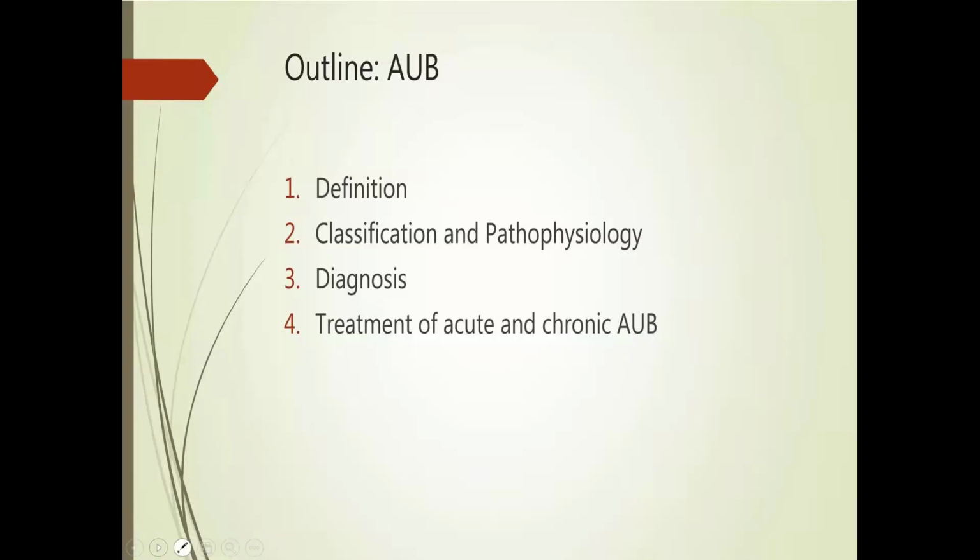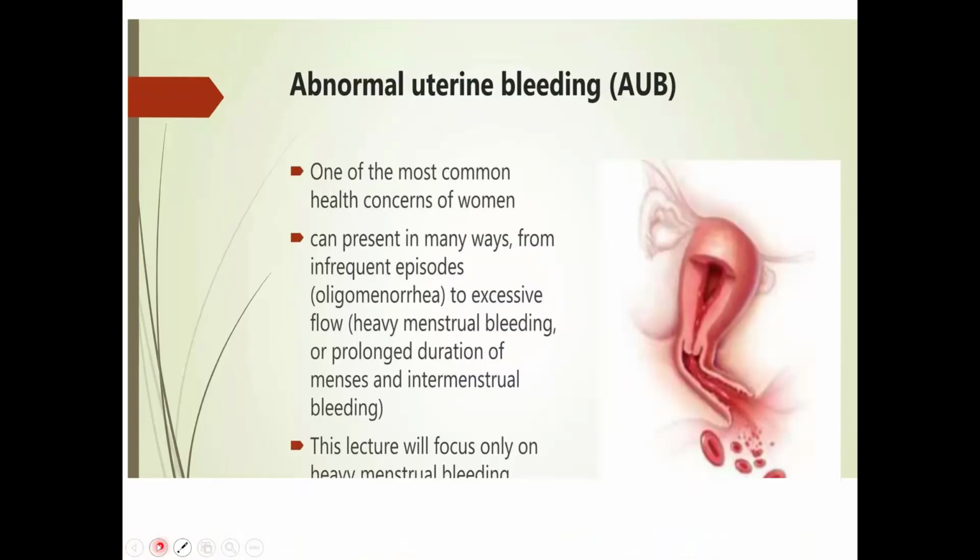This is the outline of this lecture: definition, classification and pathology, diagnosis, treatment of acute and chronic AUB. Now, what actually is abnormal uterine bleeding? One of the most common health concerns of women, it can present in many ways, from infrequent episodes or oligomenorrhea to excessive flow, heavy menstrual bleeding, or prolonged duration of menses and intermenstrual bleeding. This lecture will focus only on heavy menstrual bleeding.